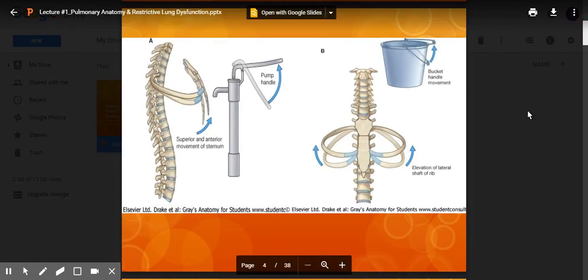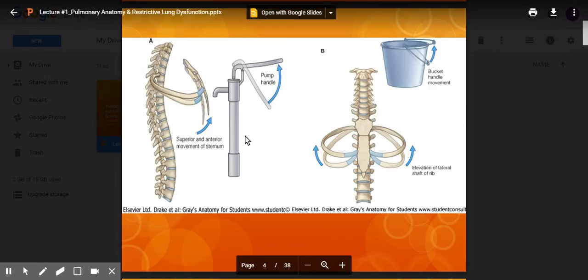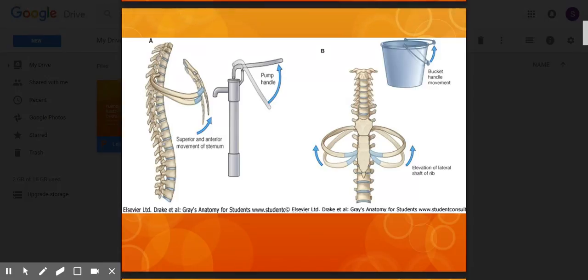Now that we've discussed the basic bony framework of the thorax, as well as the muscles used with inspiration and expiration, we're now going to discuss the breathing mechanisms. First being the pump handle mechanism, where the ribs are lifted superiorly and anteriorly with the movement of the sternum as the sternum lifts up and outward away from the chest cavity with each breath, inhalation and exhalation, inhalation and exhalation. Very similar to a traditional pump handle.